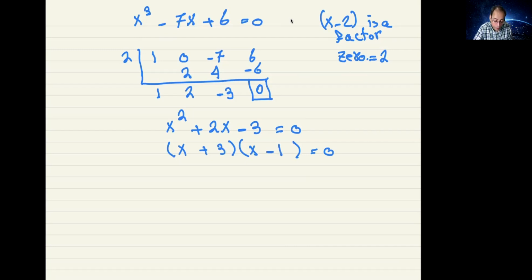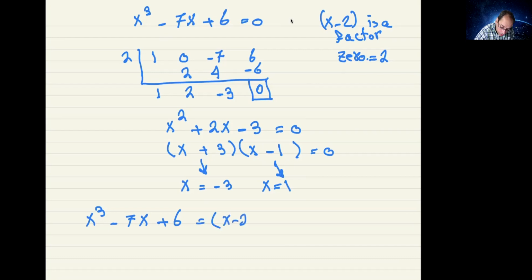Okay, so now the zeros of that polynomial are 2, and here that gives me x equals negative 3, and x equals 1. So now I can factor x cubed minus 7x plus 6 equals x minus 2 first, times x plus 3, times x minus 1. And I hope that this is helpful for you, and see you next time with the rational function. Okay, thank you so much.